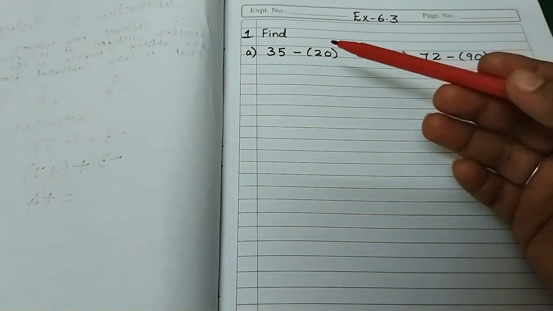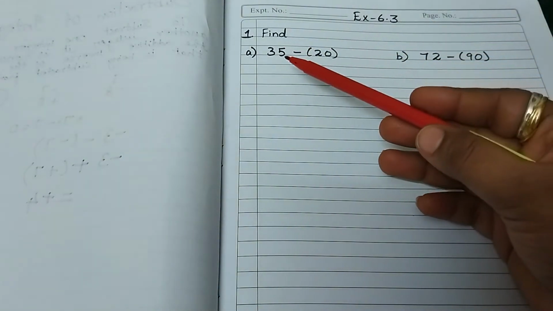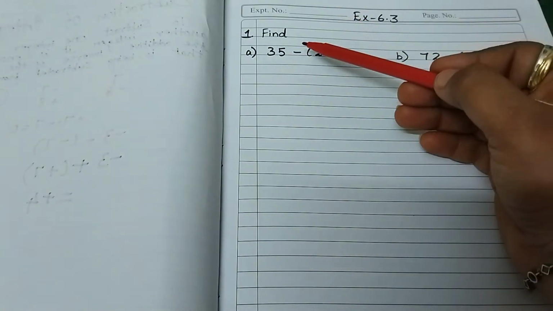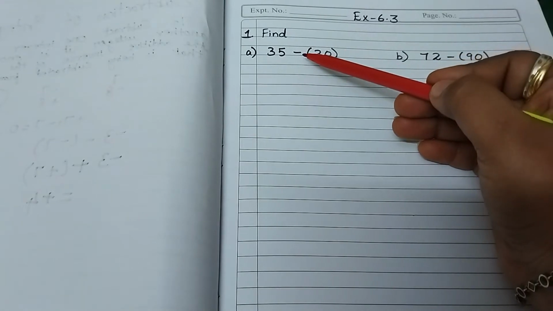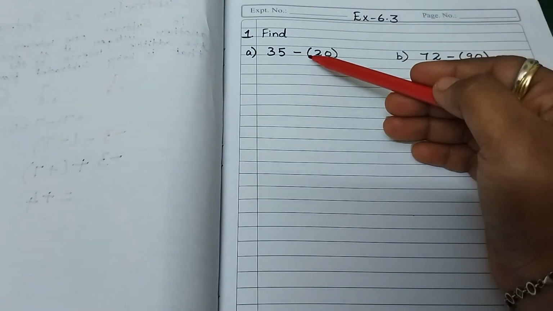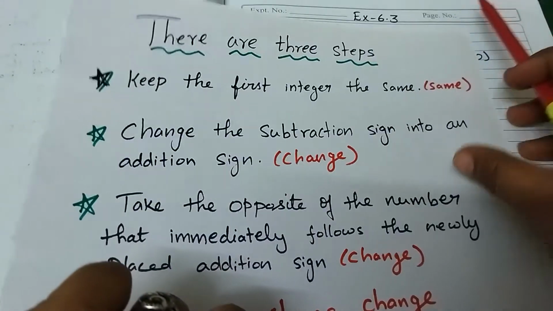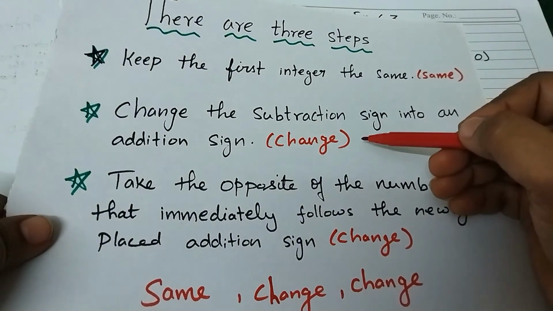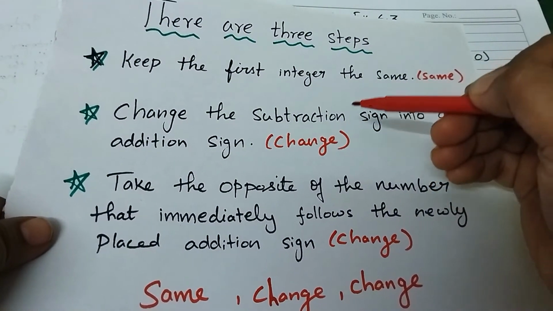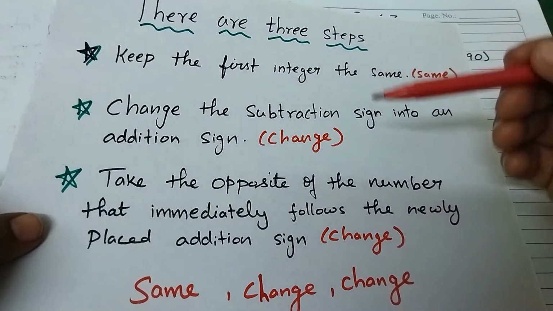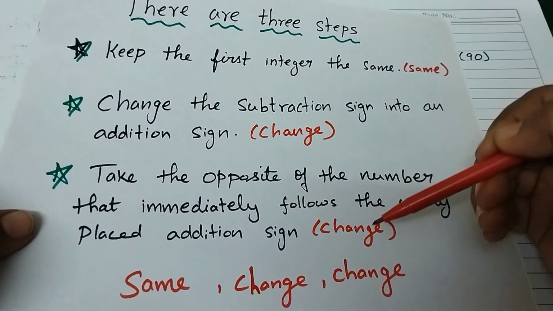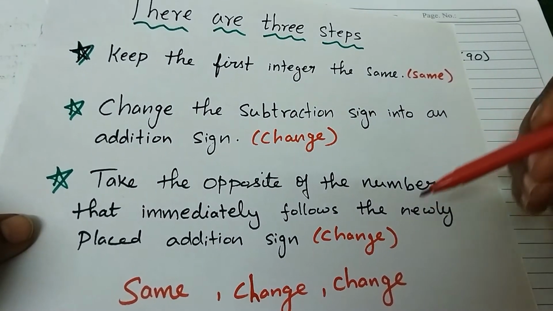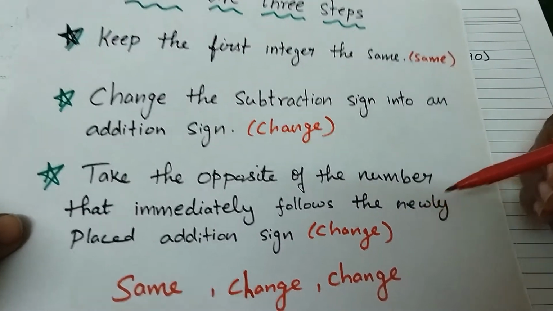Exercise 6.3. First question. Find the sum. 35 minus 20. Here, what operation do we have to perform? Subtraction. If you want to do subtraction, you have to remember these 3 steps. The first integer should be the same. Then the subtraction operation has to be changed to addition. And the second integer has to change to its additive inverse, the opposite sign. Then you perform as you have done for addition.